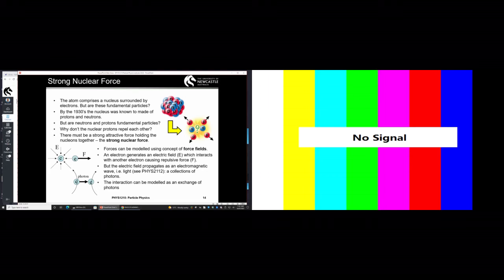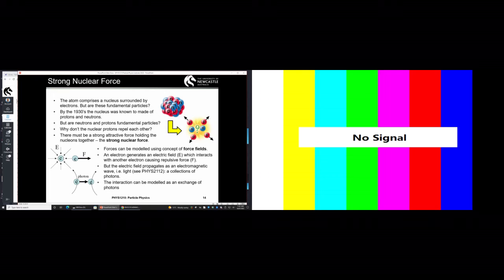We know that charged particles with the same charge should repel each other, right? Two positive charges should push away, whereas negative and positive should attract. So the question is, how are all these positively charged protons held together in the nucleus? Why doesn't a nucleus just fly apart? Because the protons should, and in fact do, repel each other by the electromagnetic force. So it had to be proposed that there was some additional force which held the protons in the nucleus and held the nucleus together.